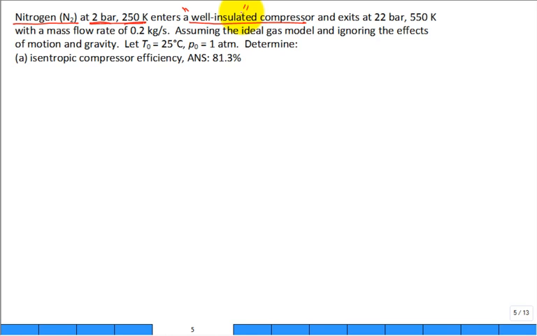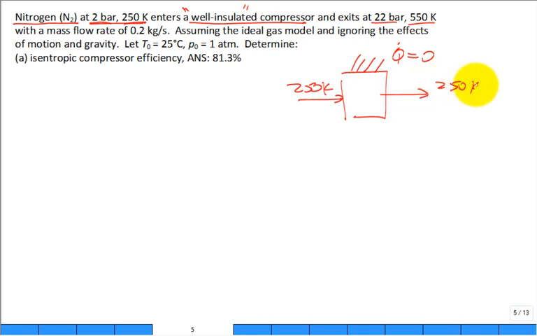Okay, let's keep reading. It exits at 22 bar. Does that seem reasonable? It jumped from 2 bar to 22 bar. Yeah, that's what a compressor does. Boosts the pressure. How about the temperature? 550 Kelvin. Oh, you can't trick me, Professor. This is a device with no heat transfer. Q dot's equal to 0. If it came in at 250 Kelvin, it has to go out at 250 Kelvin. We have an error in this problem, don't we?